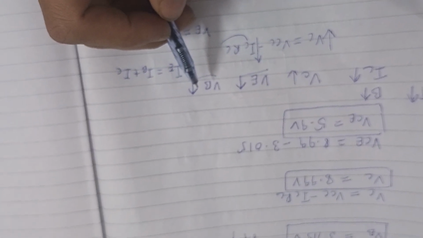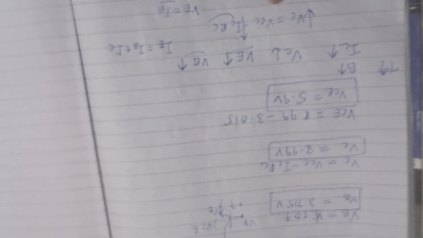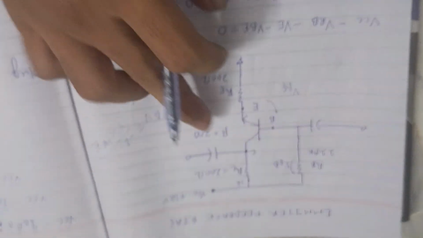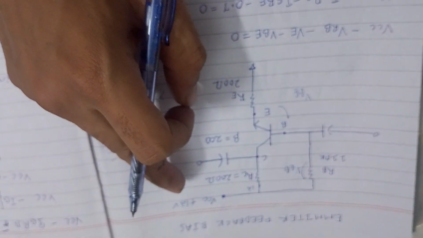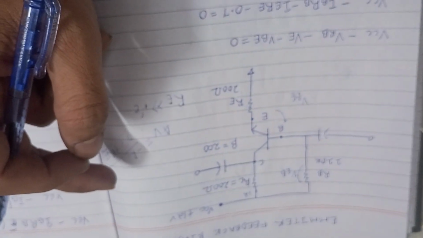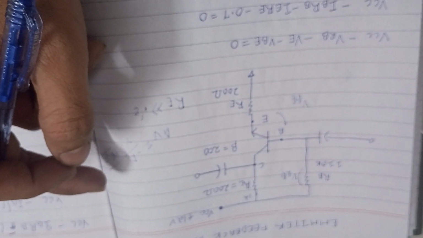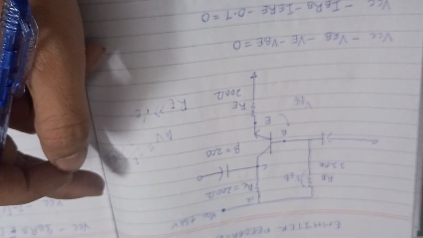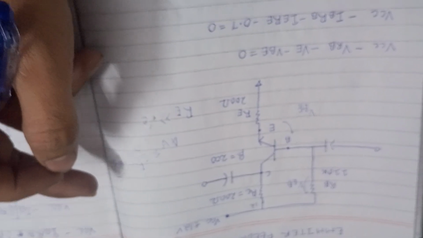So this is all we have learned about the emitter feedback bias circuit. It is mainly used to stabilize the Q point in order to stabilize the gain.